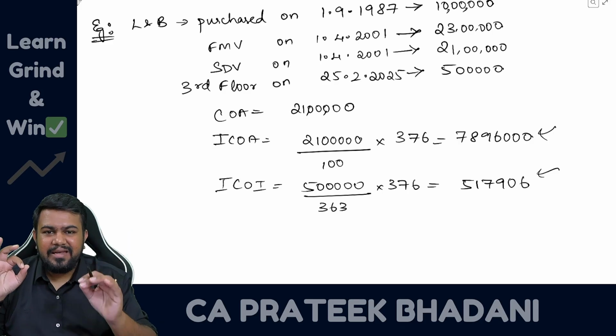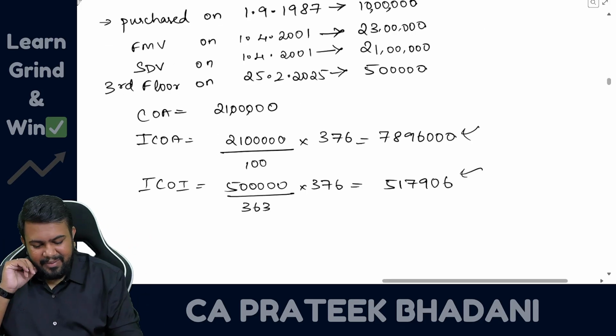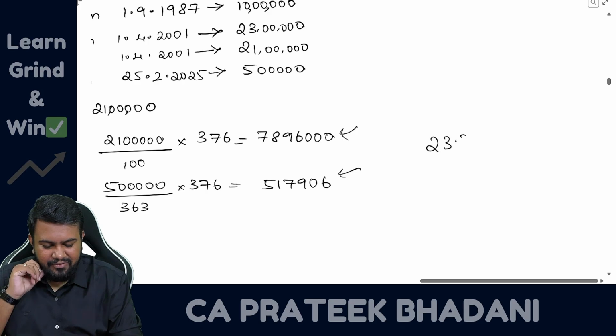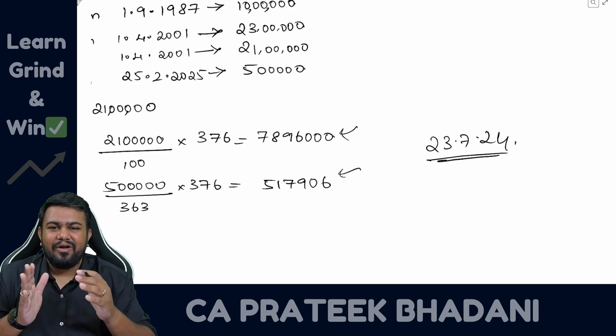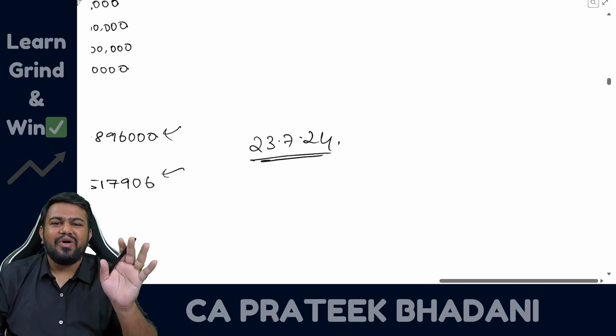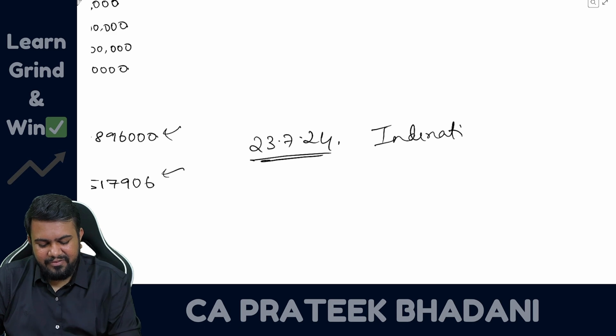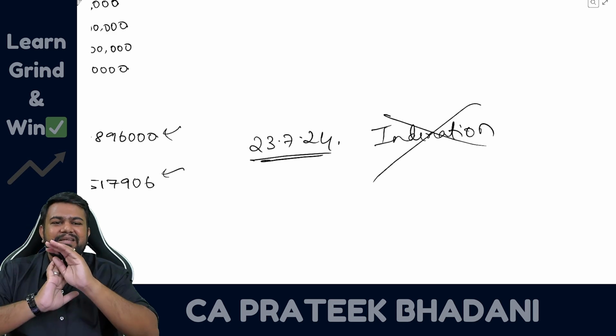This capital gain used to be taxed at 20%, Kanna. However, from 23/7/2024 onwards, you know what happened? From this date onwards, the government told, we will not give you the benefit of indexation. Now indexation is over.